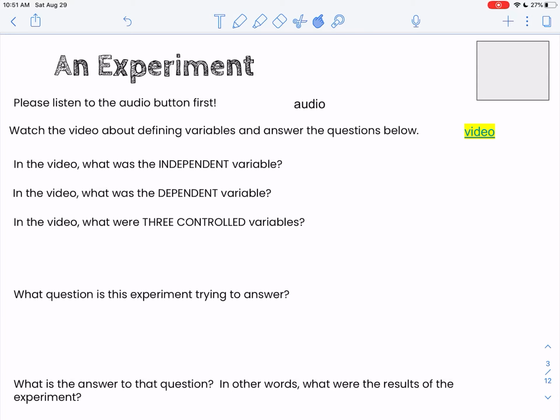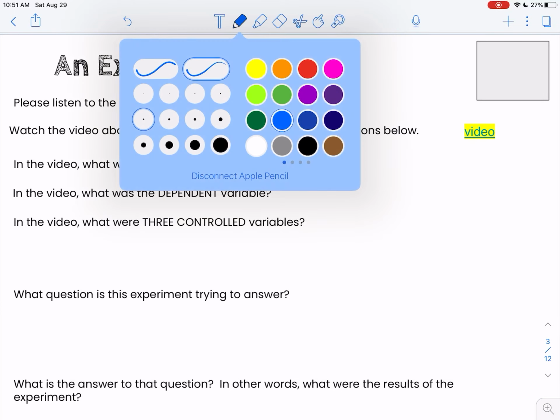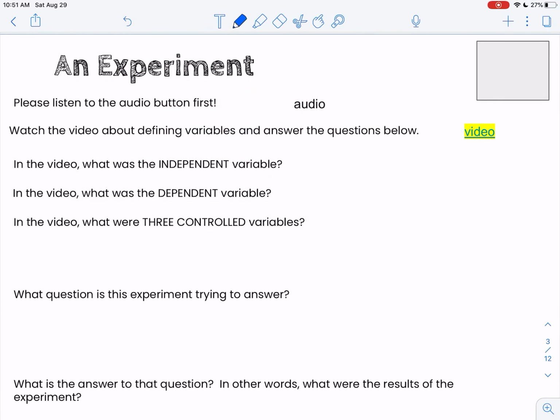Okay, so go back to slide 4, and let's just look through this. Hopefully you watched the videos. You should have already filled out this slide yourself. Okay, so let's start with the independent variable. Remember, that's the thing that changes in the experiment. And the thing that he changed this time was the type of shoes that he was wearing.